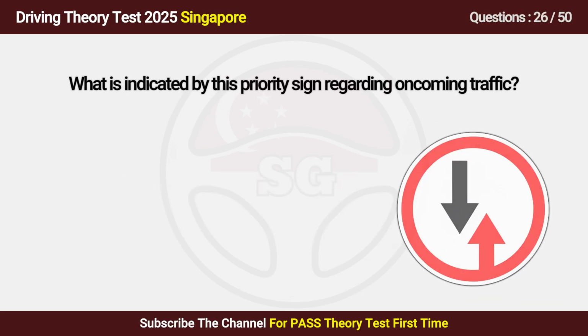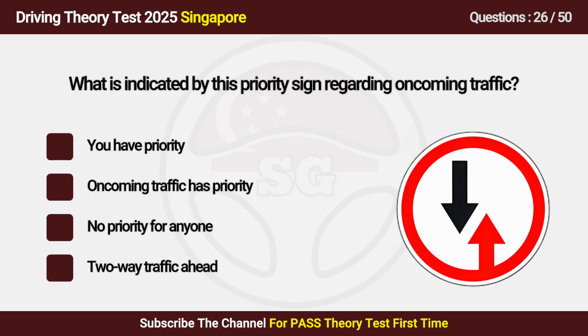Question 26. What is indicated by this priority sign regarding oncoming traffic? A. You have priority. B. Oncoming traffic has priority. C. No priority for anyone. D. Two-way traffic ahead.